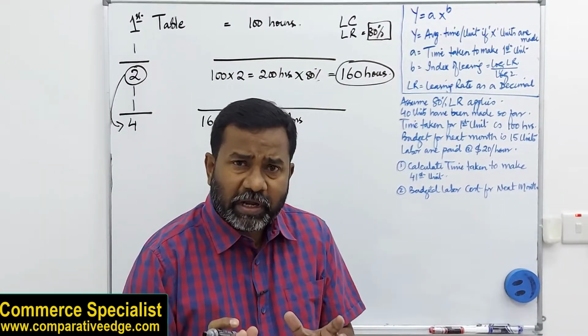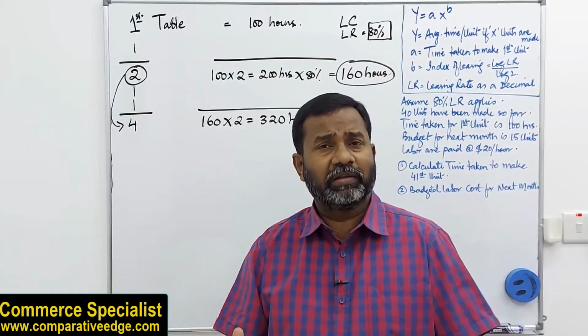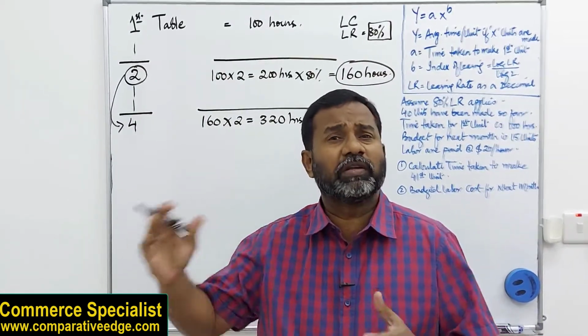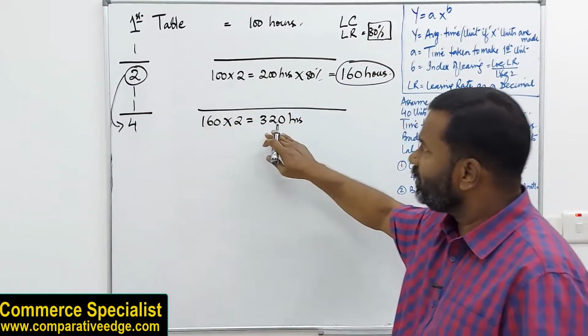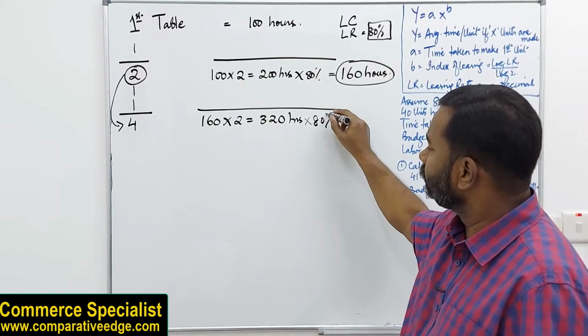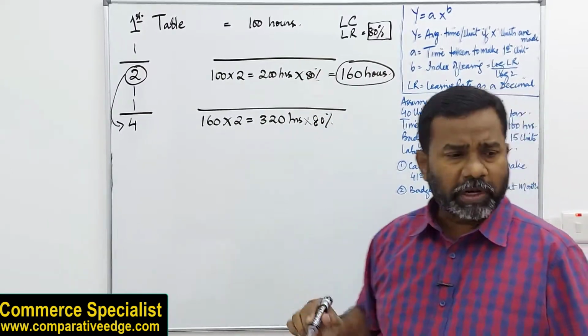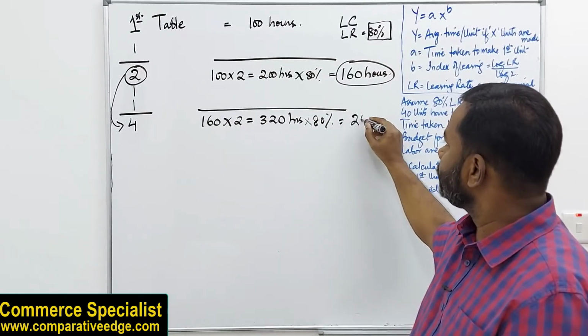But we need to understand there is a learning curve. Learning is taking place. Workers are learning. They're getting experience. They're not repeating their mistakes. So 4 tables will not be made in 320 hours, but 80% of the time. So if I work out 80% of 320, I get 256 hours.